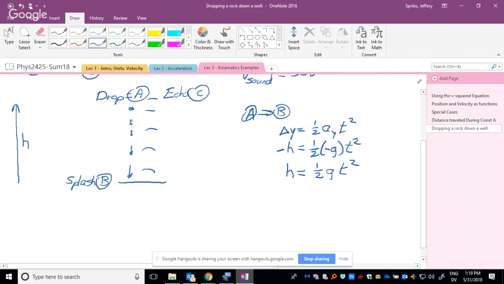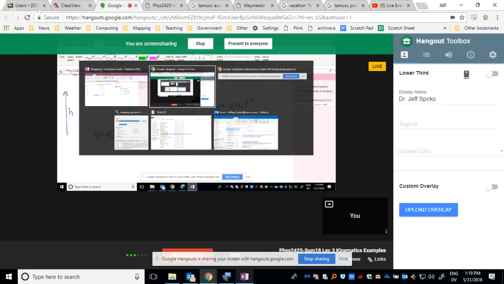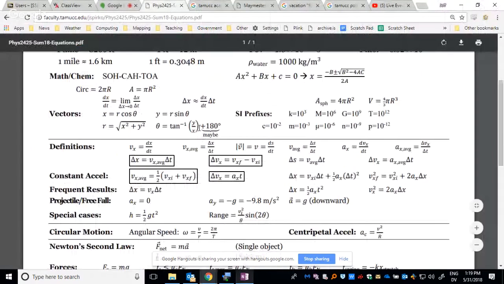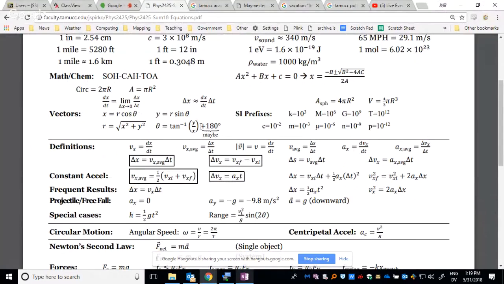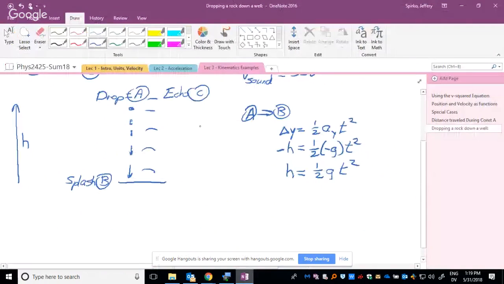Now this happens frequently enough that I decided just to extract it from the 1/2 a t squared equation, and I wrote it down here as a special case. That's the relationship between the height of holding something and the amount of time it takes to get to y equals 0. So that's the process from A to B.